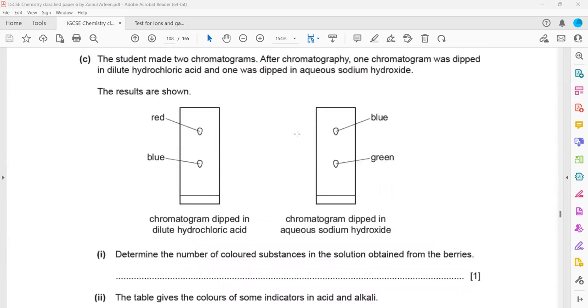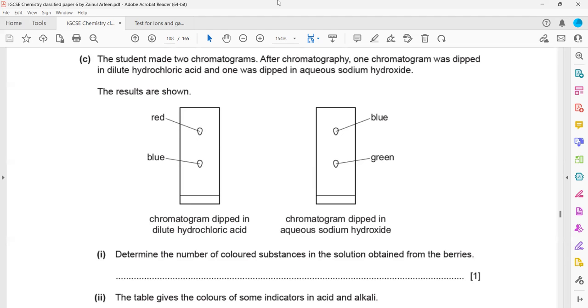The student made two chromatograms. After chromatography, one chromatogram was dipped in hydrochloric acid and one in sodium hydroxide. The results are shown. Determine the number of colored substances in the sample. Four? Three? No, there are three. How do you identify there are three? Red and blue and green.